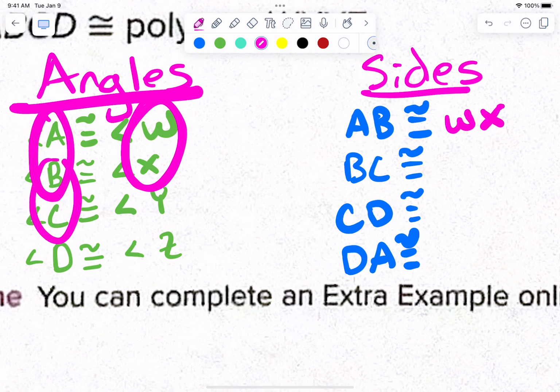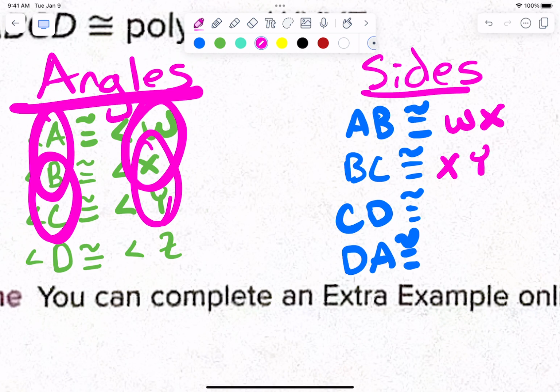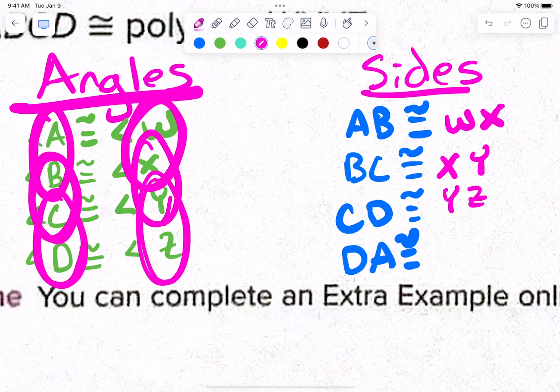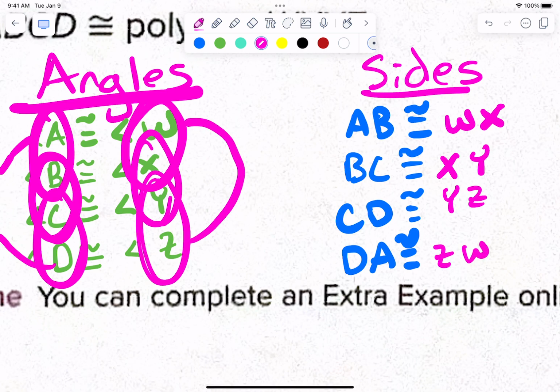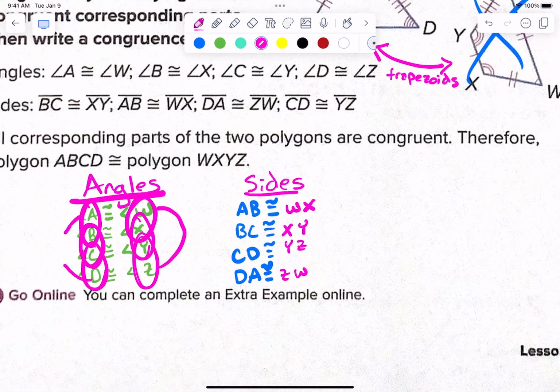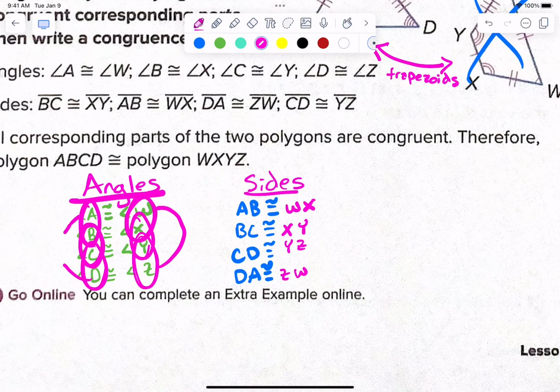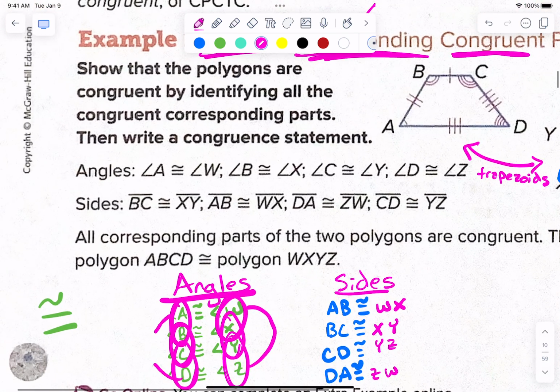If I'm looking at side BC, it's got to be XY. I don't even have to look at the diagram, right? CD would be YZ. And then DA would have to be ZW, so that we go in the same order. If we go DA, you might have written AD and put WZ, that's fine. But those are the sides. Does that make sense?